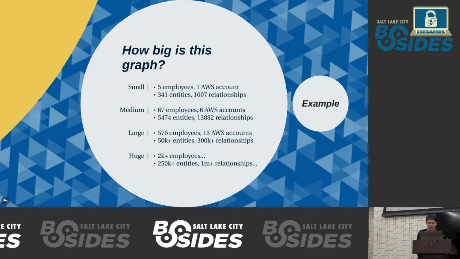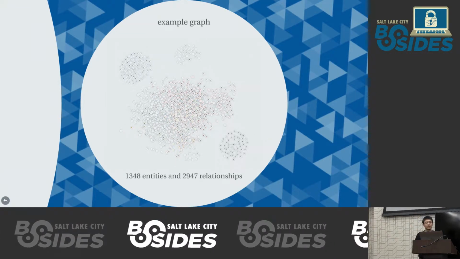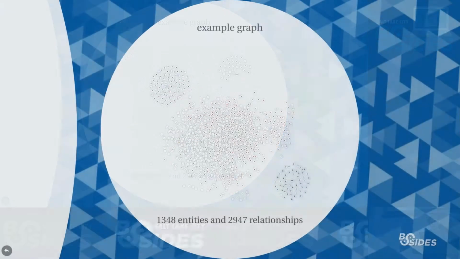And what does that look like? I'll give you an example. This is a very specific example graph with 1,348 entities and close to 3,000 relationships. The graph looks like that. How do you understand this? But that is the reality. This is a fairly small organization. This is the reality of what we're dealing with. That's what we have in our environment.